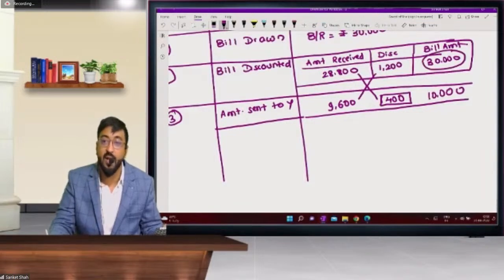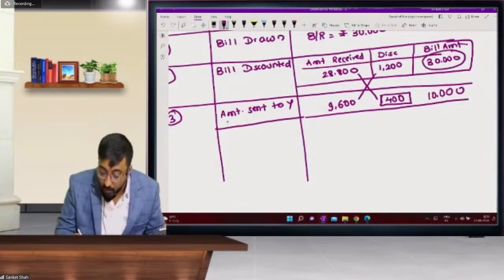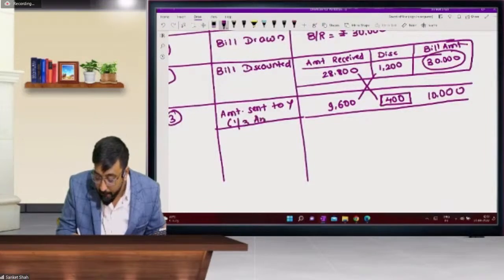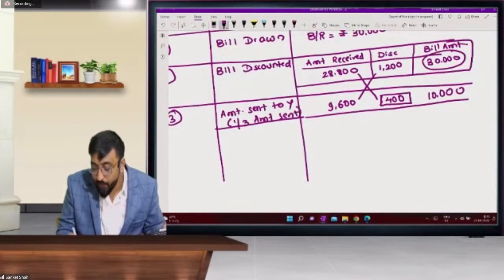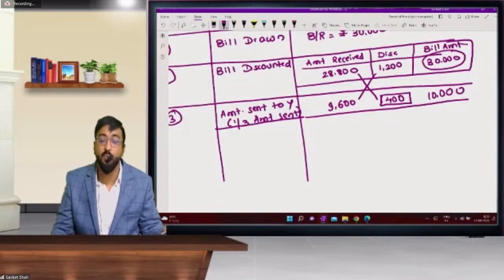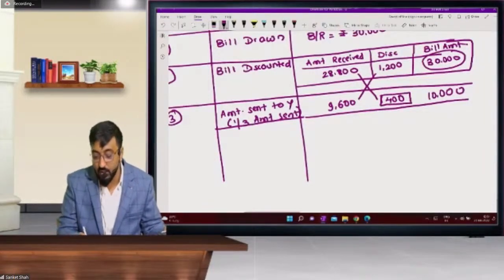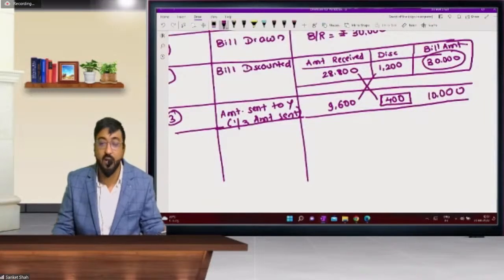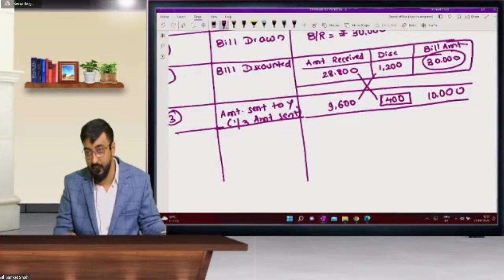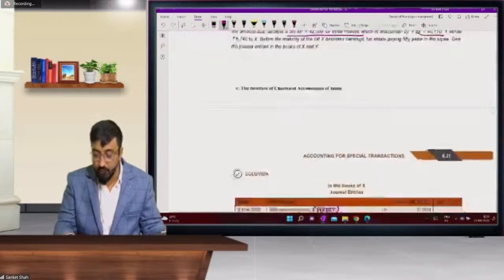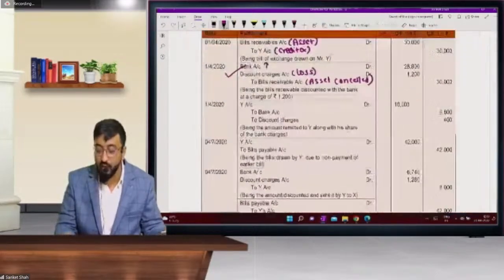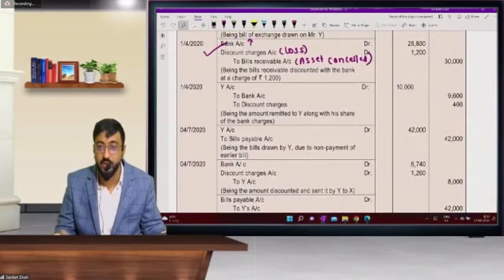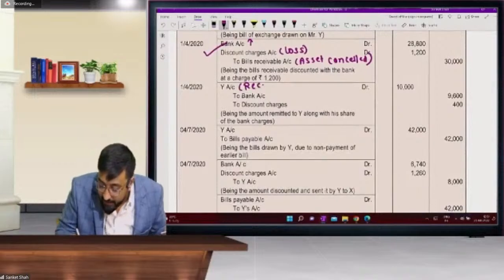So beta, 10,000 out of 30,000 means 1/3 amount sent. 10 rupees in 30 rupees, so 1 rupee in 3 rupees. So 1/3 amount is sent. So the amount sent is 1/3, and discount is also 1/3. So how did you calculate, beta? Cross multiplication. So what is the entry? Creditor becomes receiver.